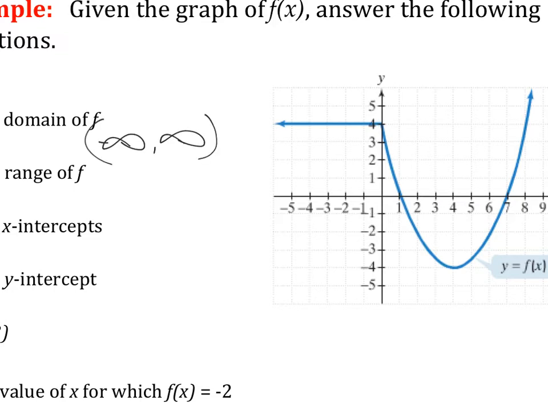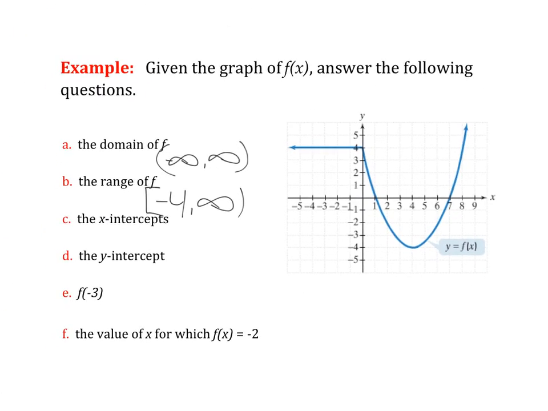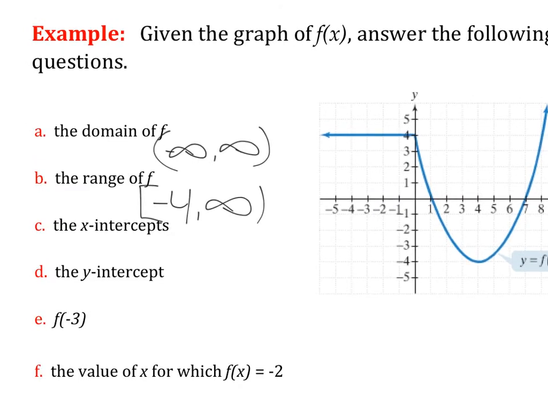Next up, my range is going to be the lowest to the highest. Well, my lowest value that I hit is right here at -4. The highest, well, hey, that's got an arrow, so that's going up forever. So it's going to be -4 to positive infinity. Positive infinity is going to get a parenthesis, because it's infinity, you have to. But -4 gets a bracket because we actually obtained that value of -4. We actually reached that.